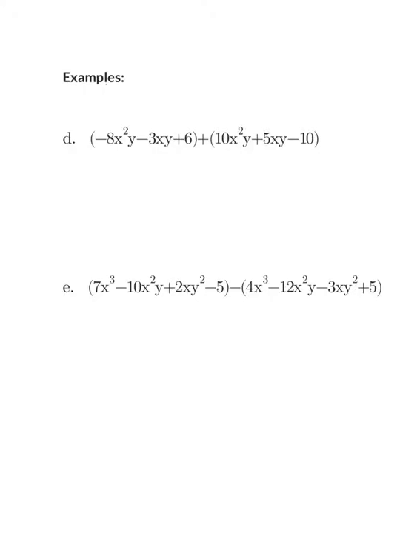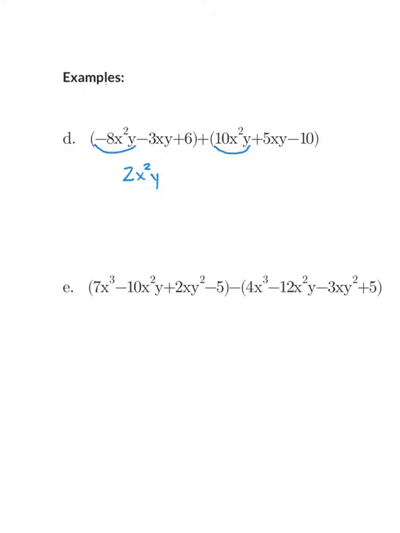So the first terms that I'm going to combine are my negative 8x squared y. I can combine that with 10x squared y. If we add negative 8 and 10, I get 2. And then I want to keep my variables and my exponents the same. Basically, whatever was to the right of the number stays to the right of the number.